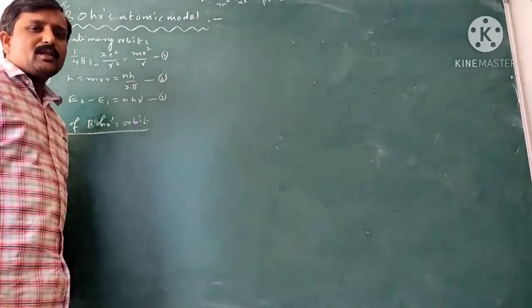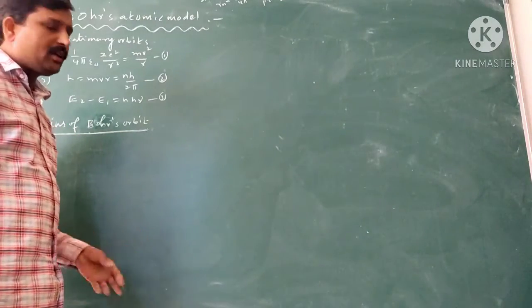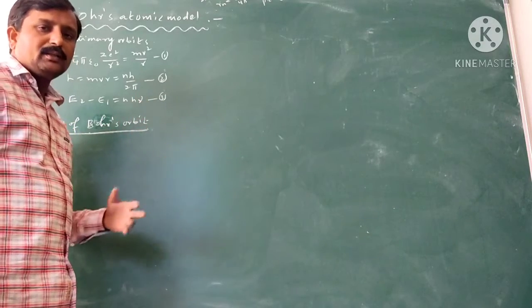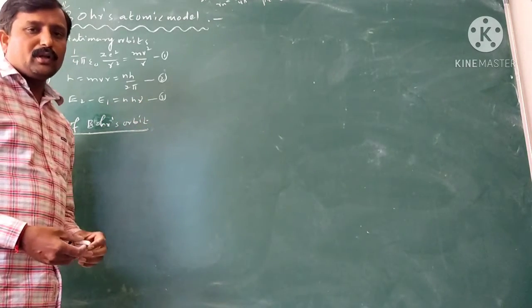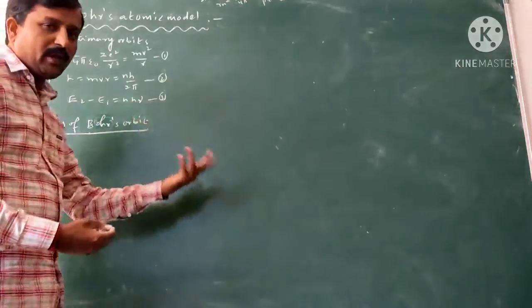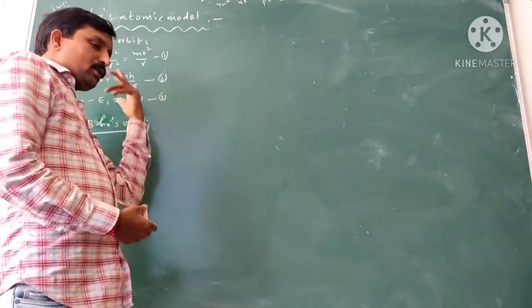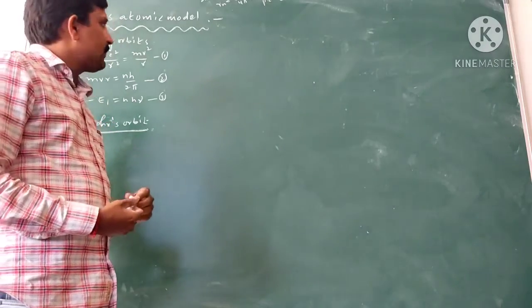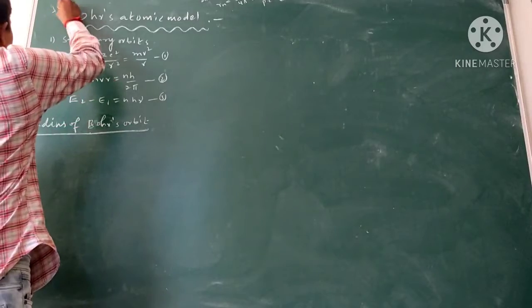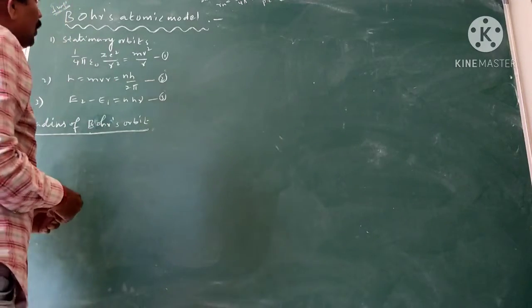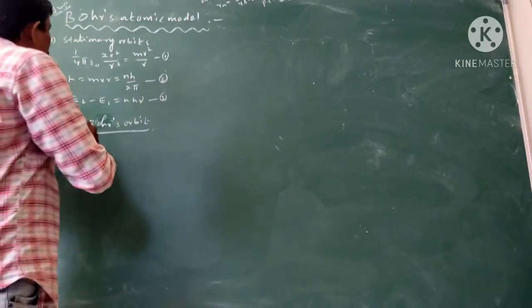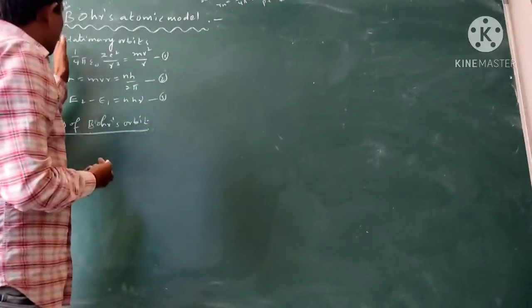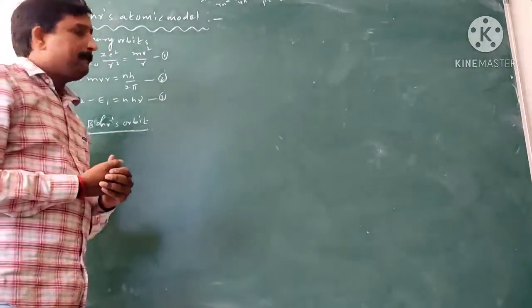So, good morning students. In the earlier class we discussed the Rutherford alpha scattering experiment, the Rutherford atomic model, and the drawbacks of the Rutherford atomic model, as well as impact parameter and distance of closest approach. We can learn so many things. Today we are going to explain one of the important ones, Bohr's atomic model. Niels Bohr introduced an atomic model, which is called Bohr's atomic model.